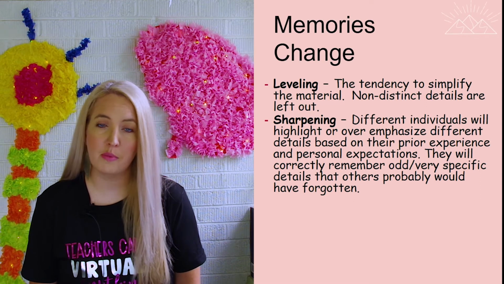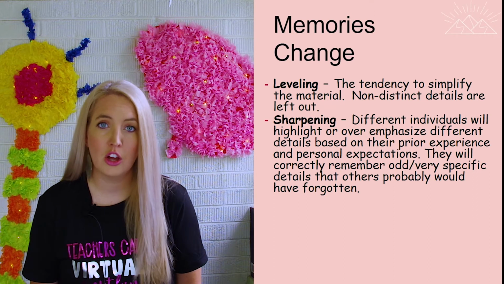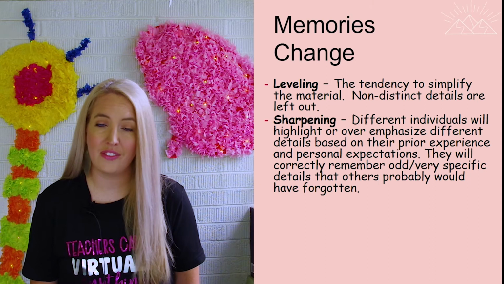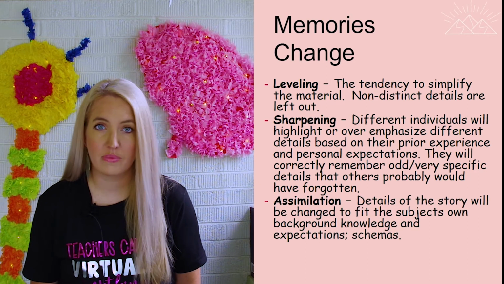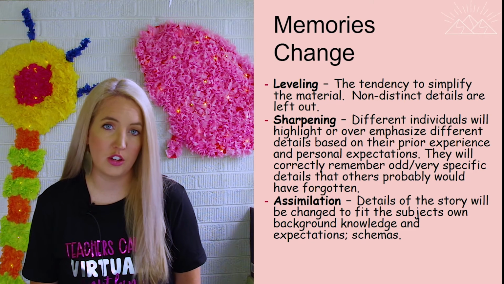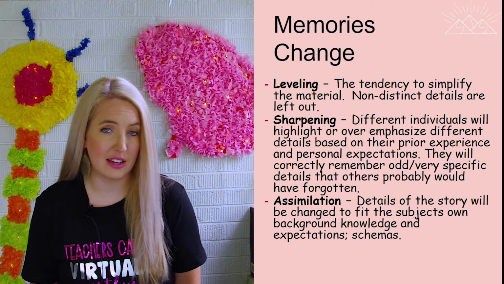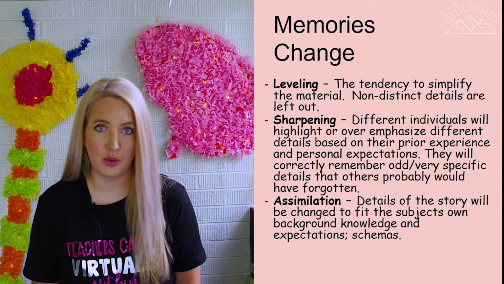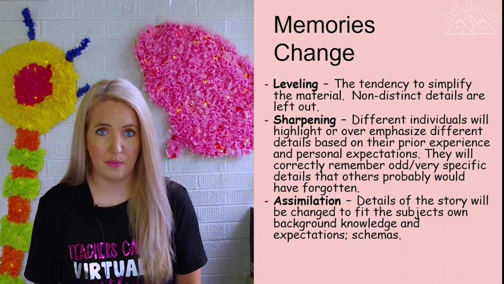And then sometimes information gets changed, and we refer to that as assimilating. So sometimes information doesn't fit our schema for what an event should have been like, and so as a result, that memory gets changed to fit into what most likely happened, or what we would have expected to happen instead of what actually happened. There are a few other ways that our memory can change as well.